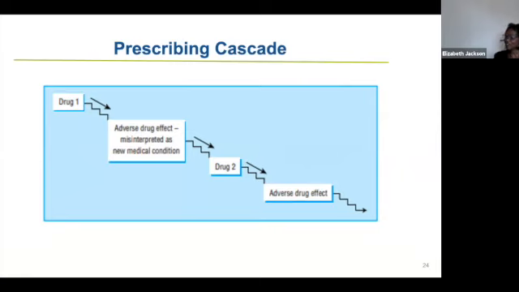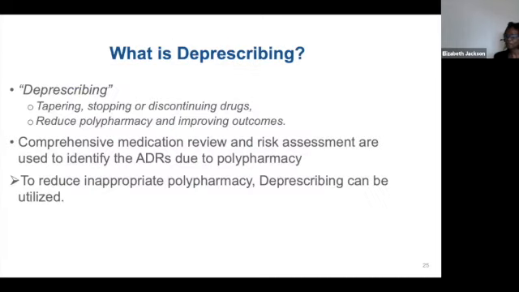So this prescribing cascade, I only show 2 drugs on there, but there can be several drugs, as we saw. Like in this scenario of AA, there were 4 drugs prescribed, just as a result of one drug being prescribed. Going on to the next slide, please.